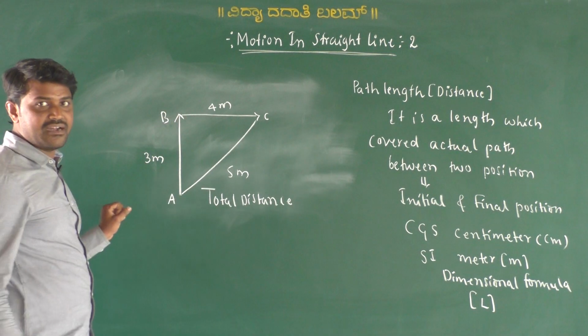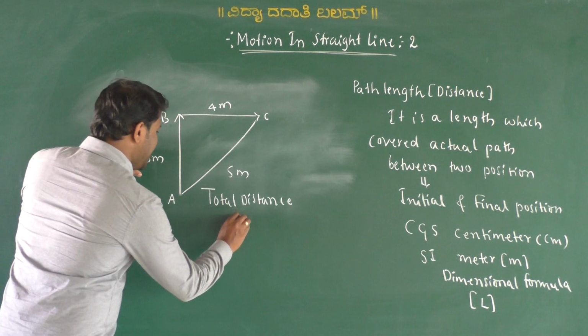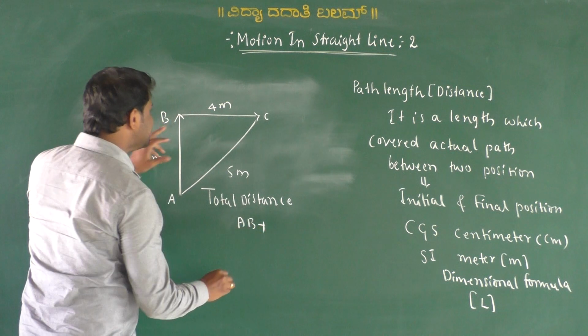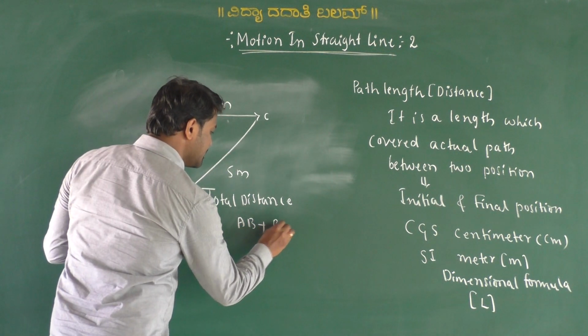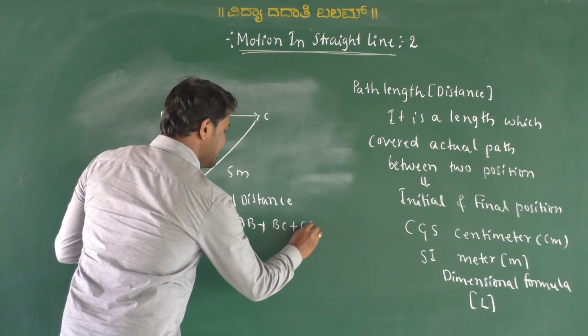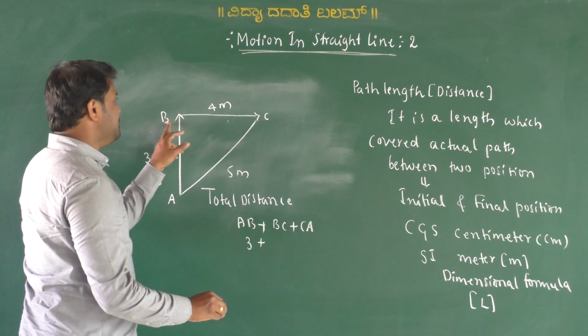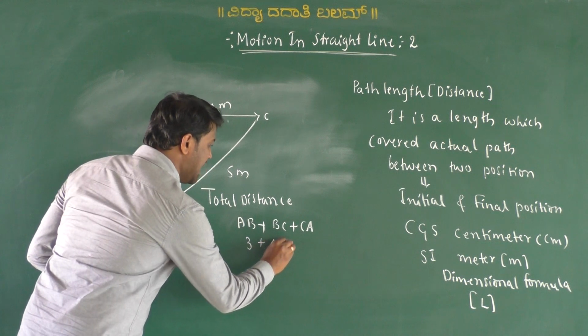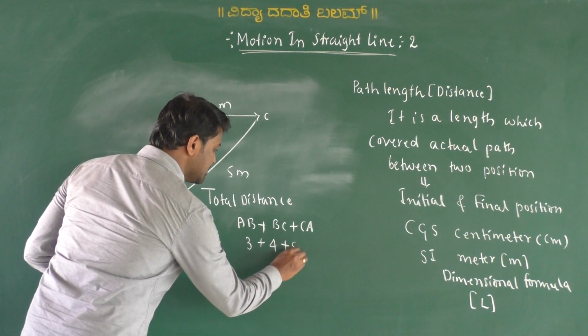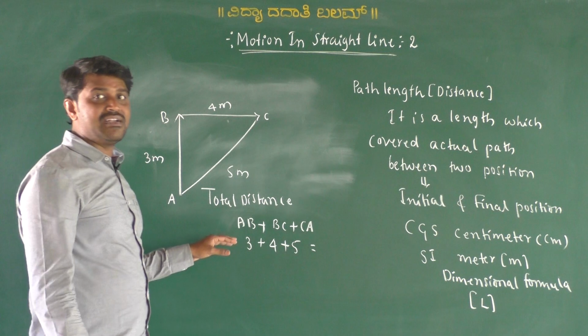The total distance can be calculated. See here, AB plus BC plus CA. Here the AB value is 3 meter, then the BC value is 4 meter, and the CA value is 5 meter. We know very well the total distance.